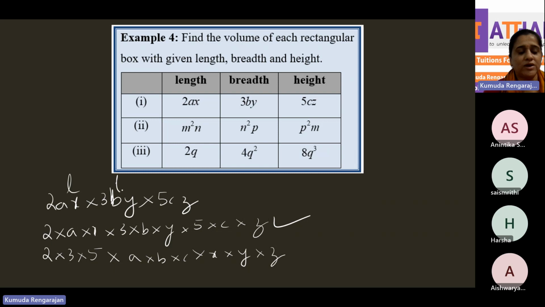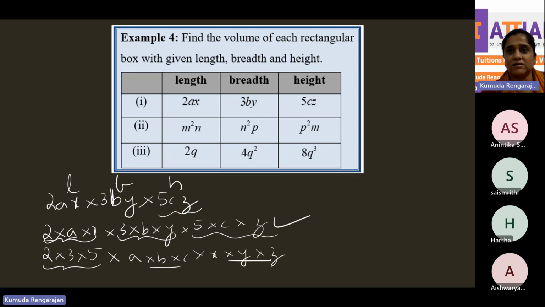This is L into B into H. L is 2 into A into X. B is 3 into B into Y. And H is 5 into C into Z. For further understanding, you can rearrange 2 into 3 into 5, then write the terms in the order they appear in the English alphabet. So write ABC first and then XYZ, 30 ABC XYZ. But it's not wrong if you write 30 A, X, B, Y, Z, C, in any order. You write this in any order, you're right.